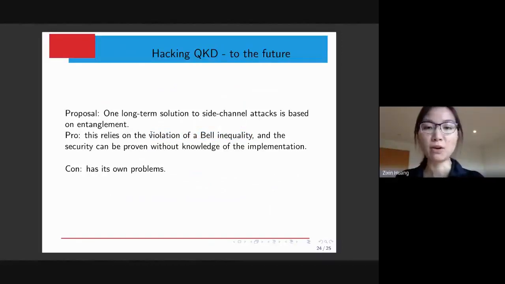So if they can violate the Bell's inequality, they definitely know that the source is entangled. And if they're entangled, they can't have been manipulated by a third party. So basically, the security can be proven without knowledge of the actual physical implementation. So it's like having a QKD black box that emits certain states that have certain probabilities. And as long as you know the output, then you're safe.